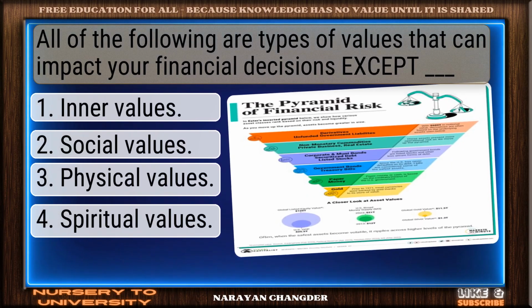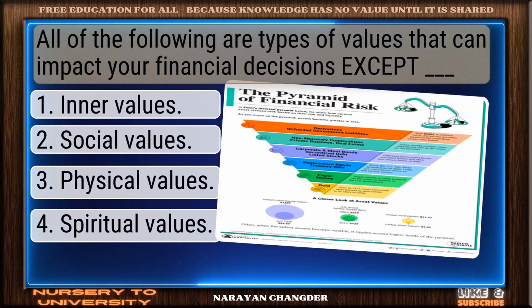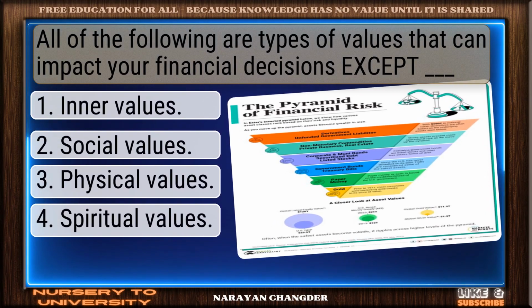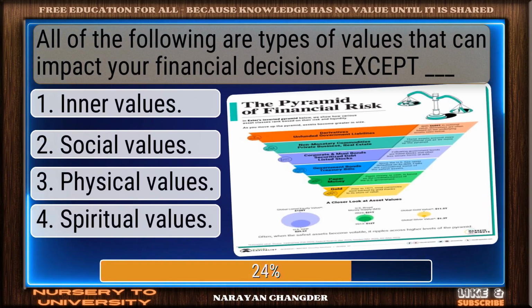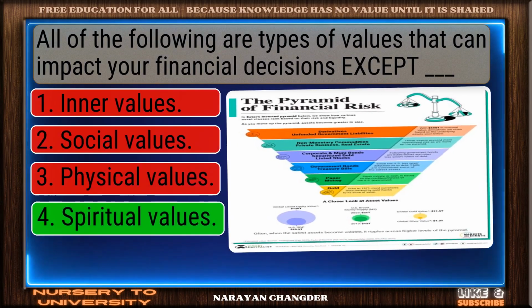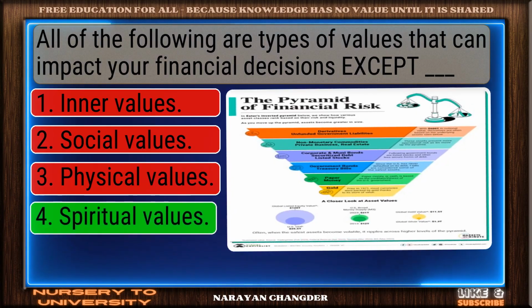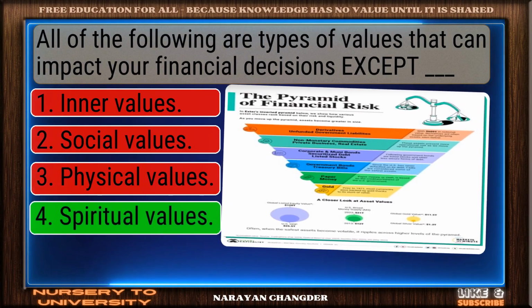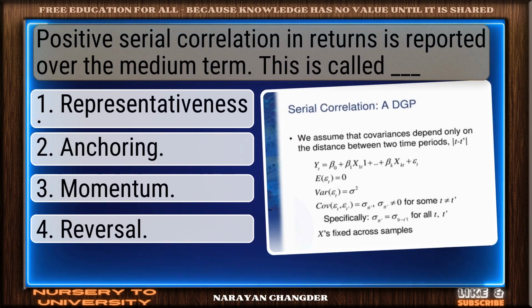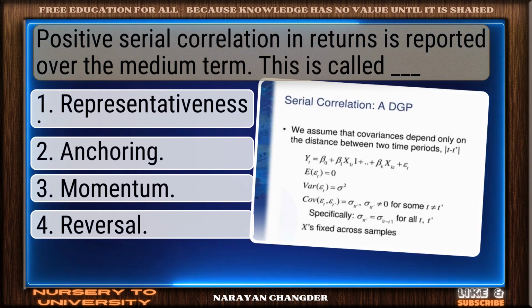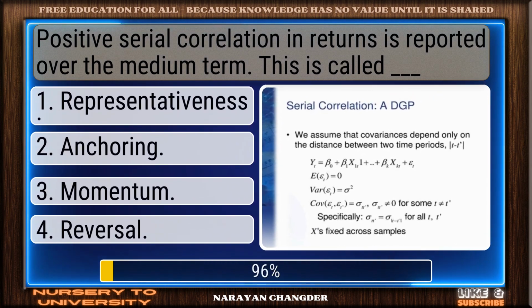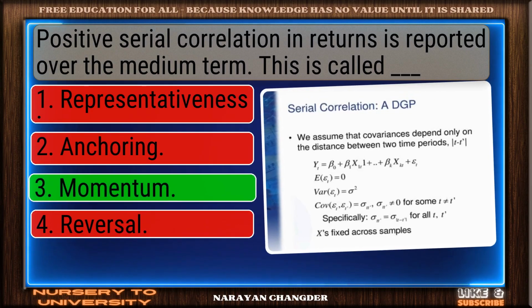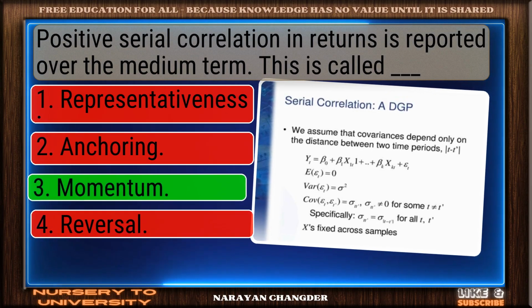All of the following are types of values that can impact your financial decisions, except blank. Good job. Your answer, spiritual values, works well here. Positive serial correlation in returns is reported over the medium term. This is called blank. You're right. Momentum is the correct answer.